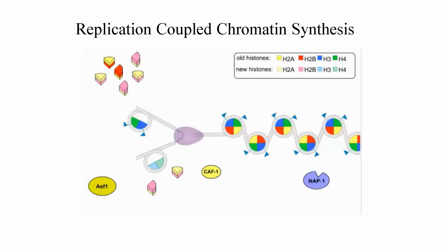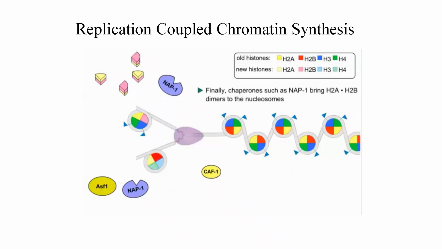The nucleosome is completed by the addition of two H2A-H2B dimers. Although less well understood, this process is undoubtedly mediated by additional chaperone proteins, such as NAP1, which is known to bind H2A-H2B dimers.